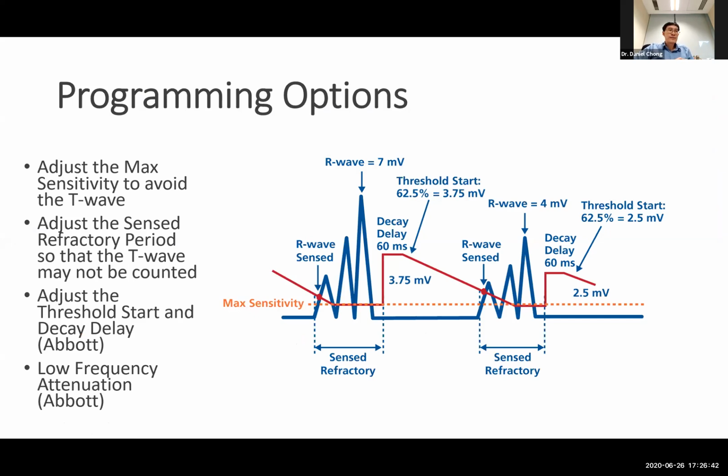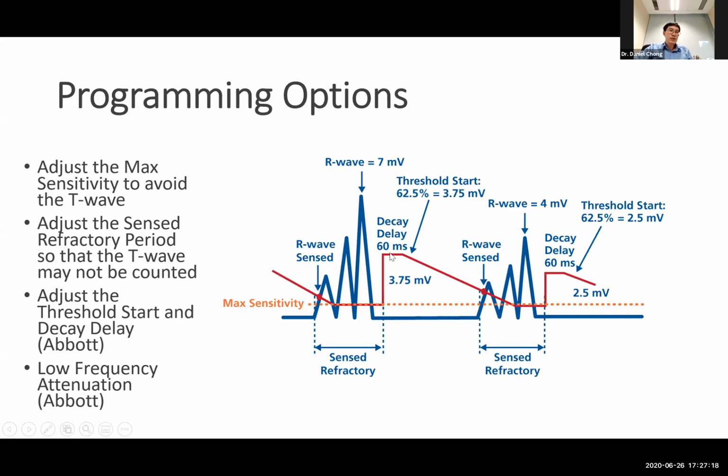Of course, we can adjust the sensitivity to avoid the T wave, but the trade-off for adjusting the sensitivity to a number that is higher so that the T wave is not sensed would be potentially under-sensing VF. So that is one option. You can also adjust the sense refractory period so that it's a bit longer, and then the T wave may not be counted, but this doesn't work well if the T wave occurs quite a bit later. Options specific to Abbott would be to adjust the threshold start and the decay delay.